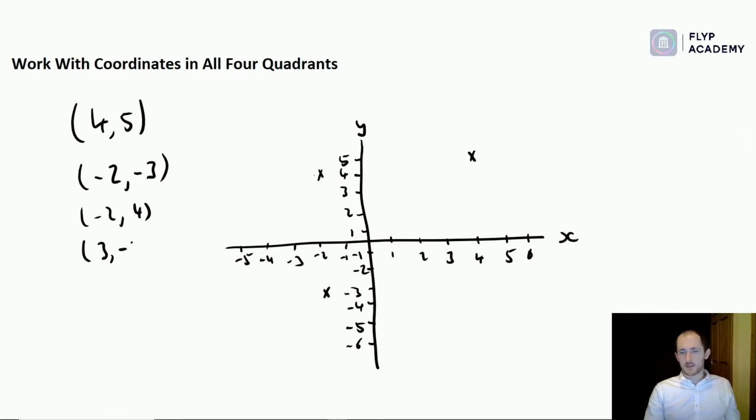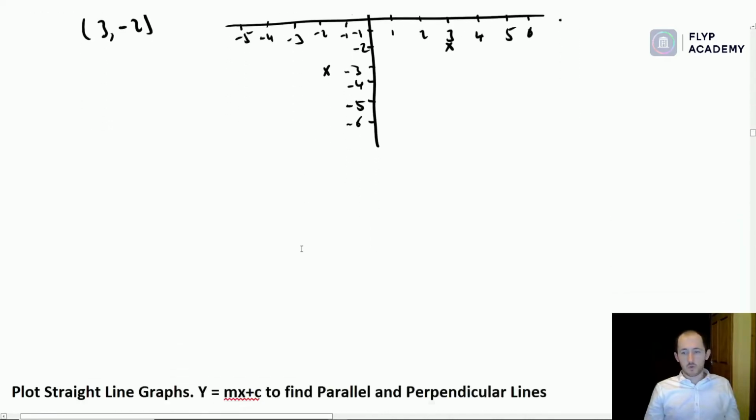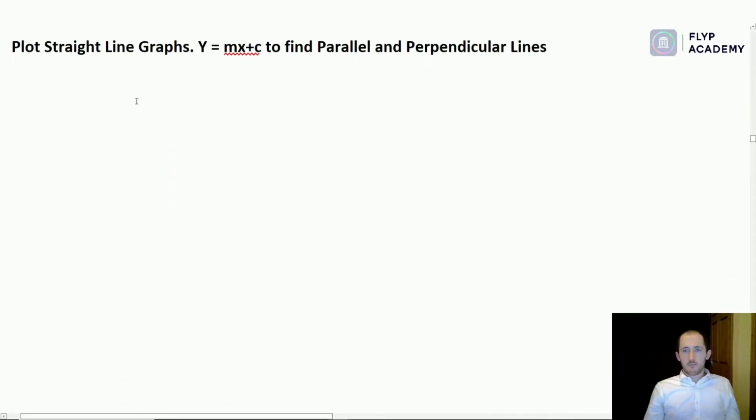And then the last quadrant, 3, so looking for 3 along, then -2 down. That's it. So all you need to do is be able to interpret that. Again, the first number is how far you go along the left to right, the x-axis. Then you find the second number, how high up and down you go, and then you can draw the point. Not too bad, hopefully. Plotting straight line graphs.